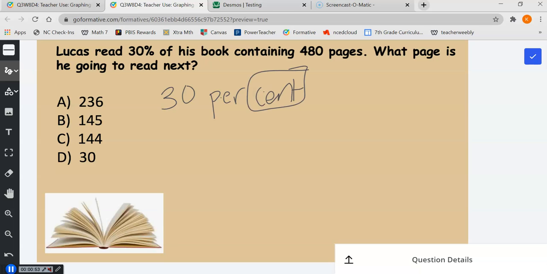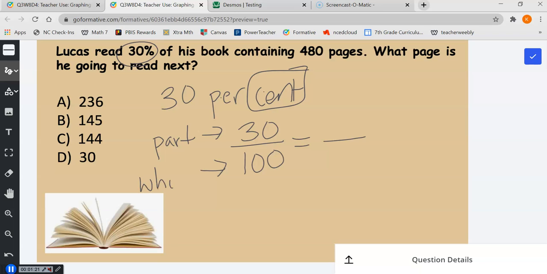and just remind you that the word cent means 100. Think of a century. A century is 100 years. So cent means 100. So that means 30 per 100. That's how you write 30%. Then from there, I'm going to set 30 over 100 equal to an additional fraction. And I'm going to recall that the numerator is the part and the denominator is the whole.